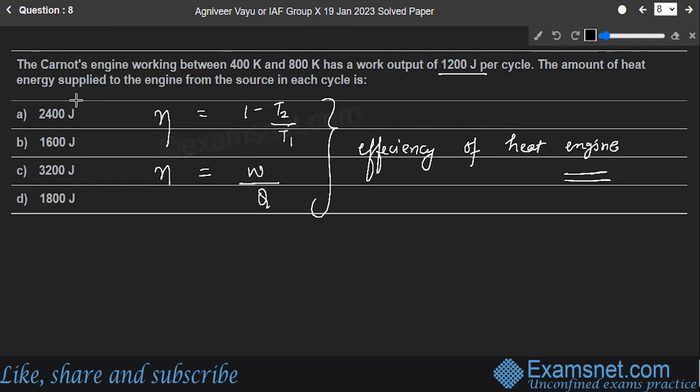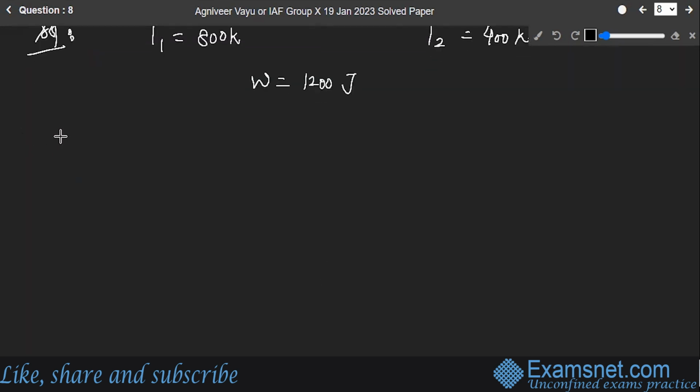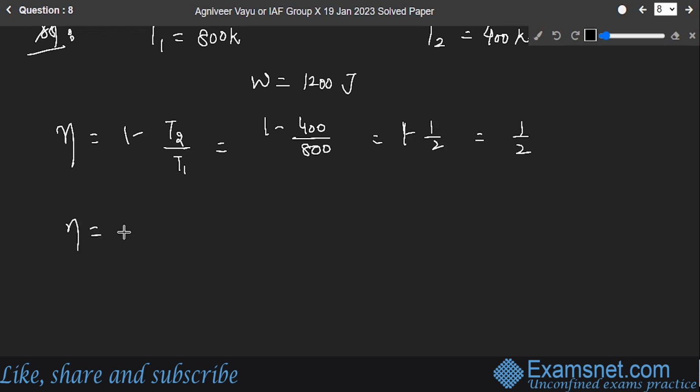Now you have to calculate the amount of heat energy supplied to the engine from the source in each cycle. Fine. So let's move towards the solution. Here you are given T1 is 800 Kelvin and T2 is 400 Kelvin and work done is 1200 joules. Now we know that efficiency is given by 1 minus T2 upon T1. That is 1 minus 400 upon 800, or 1 minus 1 by 2, that is equal to 1 by 2. Also, efficiency is equal to work done upon the heat supplied.